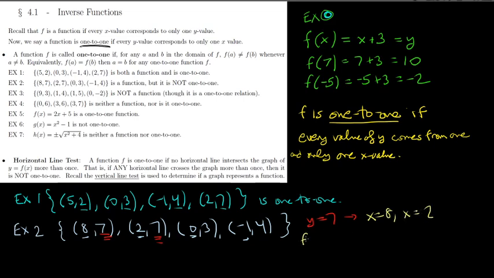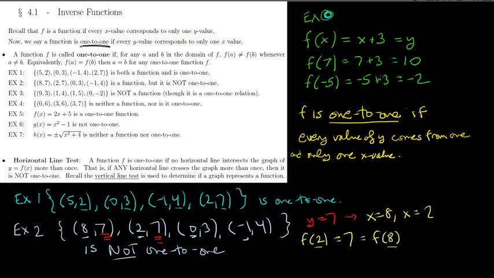So in other words, if this were f, f of 2 would be 7, and f of 8 would also be 7. So you have a y value that comes from two different x values. So this function here is not one-to-one. So yes, not every function is one-to-one. The first example is one-to-one, and the second example is not one-to-one.